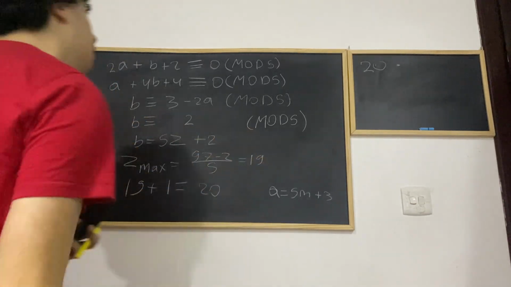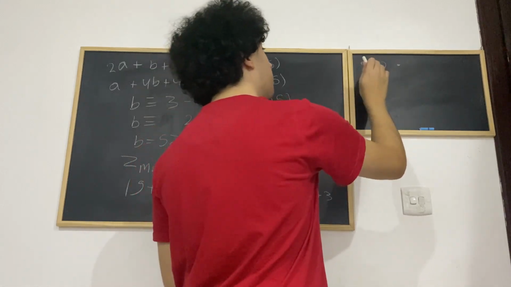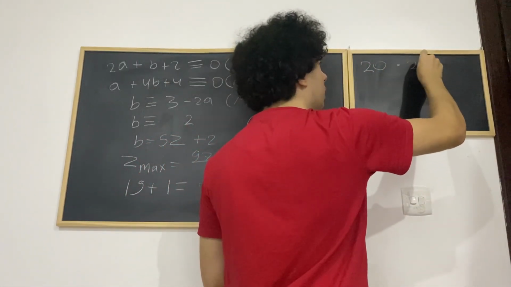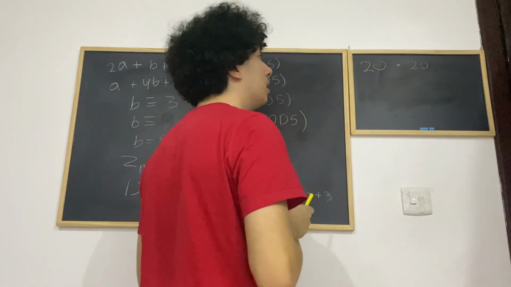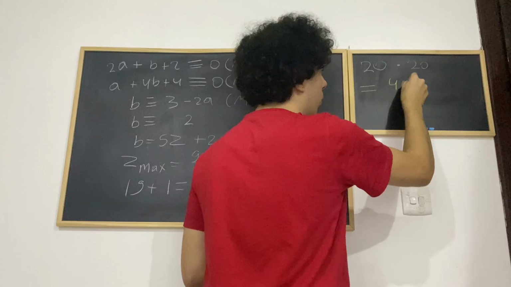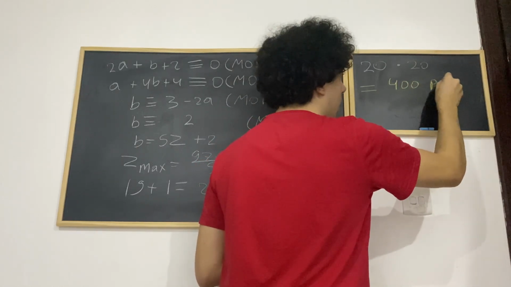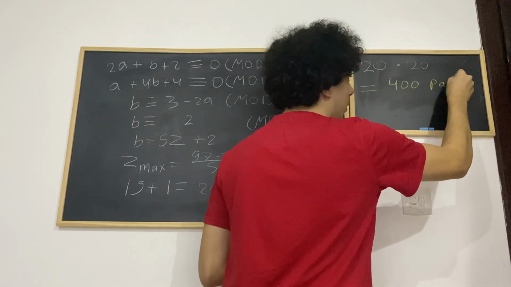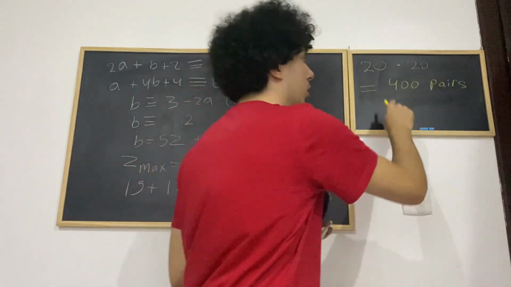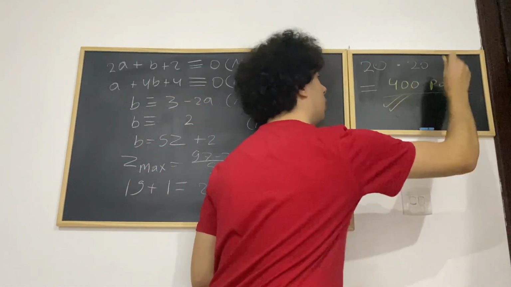Now let's go over here. So the number of possible values for a is 20. The number of possible values for b is 20. And this equals 400 pairs. Right? That is our answer. We are done.